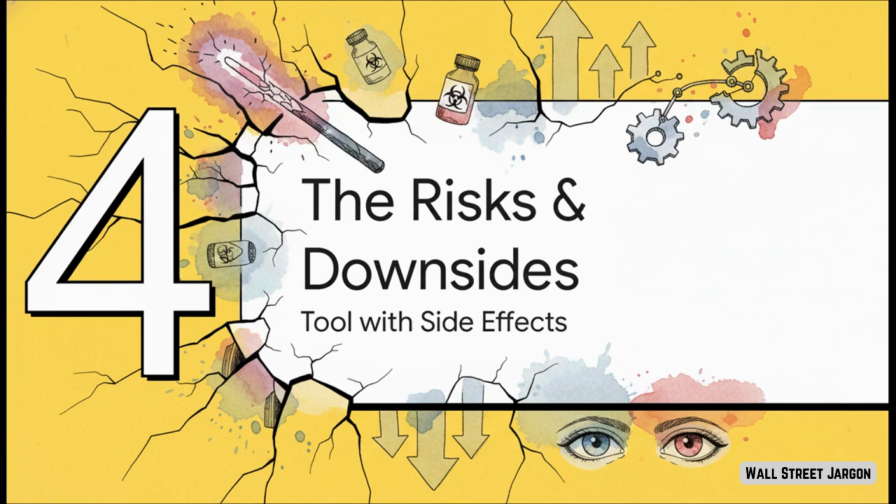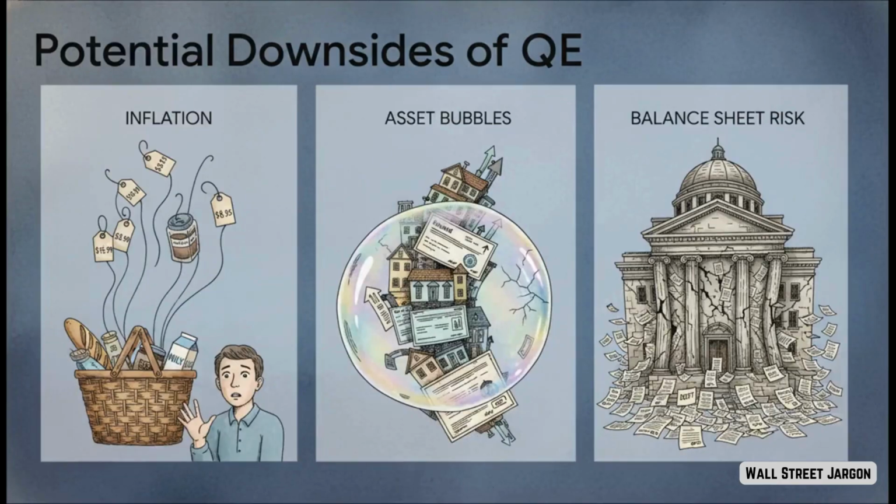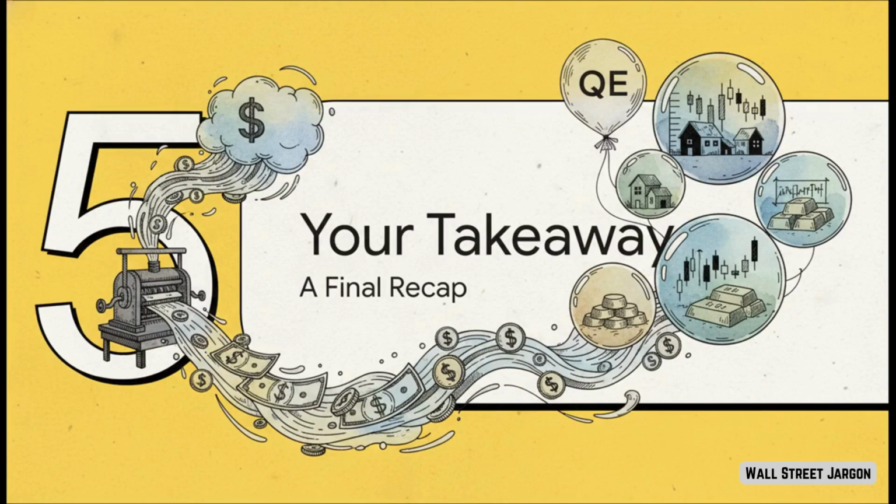It is absolutely not a perfect solution, and there are some very real risks that everyone has to keep a close eye on. There are three main worries here. First, inflation. Pumping that much money into the system can cause prices to rise way too fast. Second, you've got asset bubbles. All that cheap money can make things like the stock market or housing prices shoot up to unsustainable, dangerous levels. And finally, the central bank is left holding all these assets, which can be really complicated to deal with down the road.